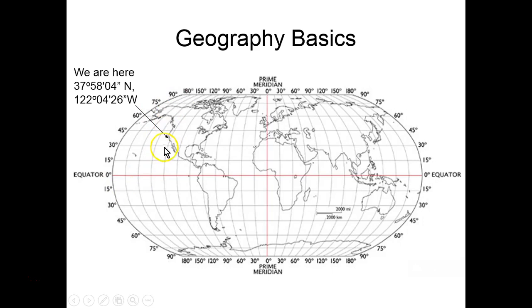If it says north or south, those are lines of latitude. Anything that is north of the equator is degrees north. Anything that is south of the equator is degrees south. And this one right here, 122 degrees, 4 minutes, 26 seconds west, is telling us that we are 122 degrees west of the prime meridian. So that's us right there.